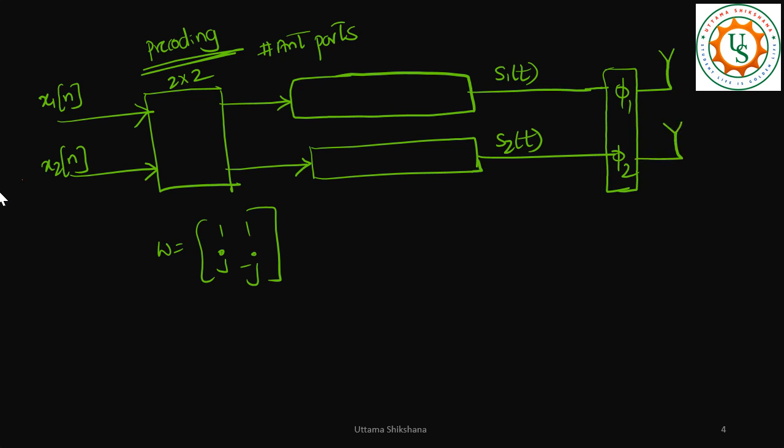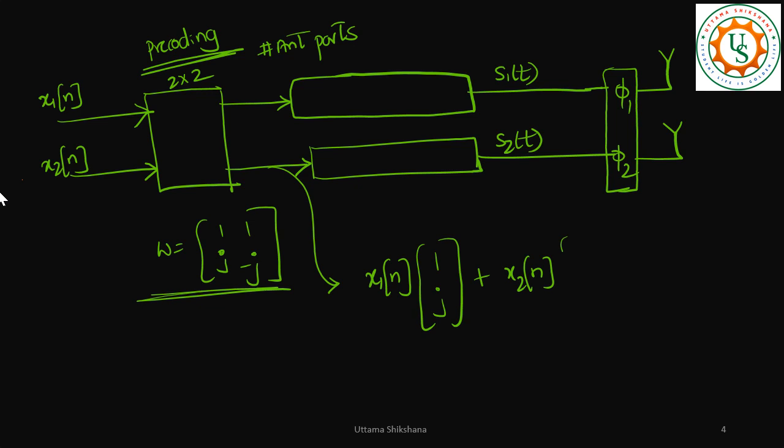Now the thing is, if we are going to perform something like this, what is the signal at this point? The signal at this point can be written as I was writing in the previous video. We can write it as x1 of n times the vector [1, j] plus x2 of n times the vector [1, -j]. And this is where I was mentioning that in the case of precoding, the beams are formed along these directions. These are the vectors which define the directions in the space whose dimension is the number of antenna ports.